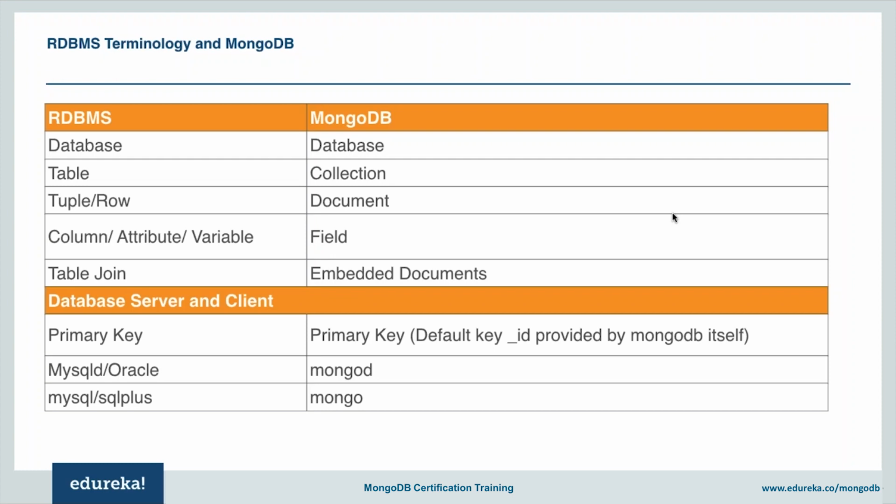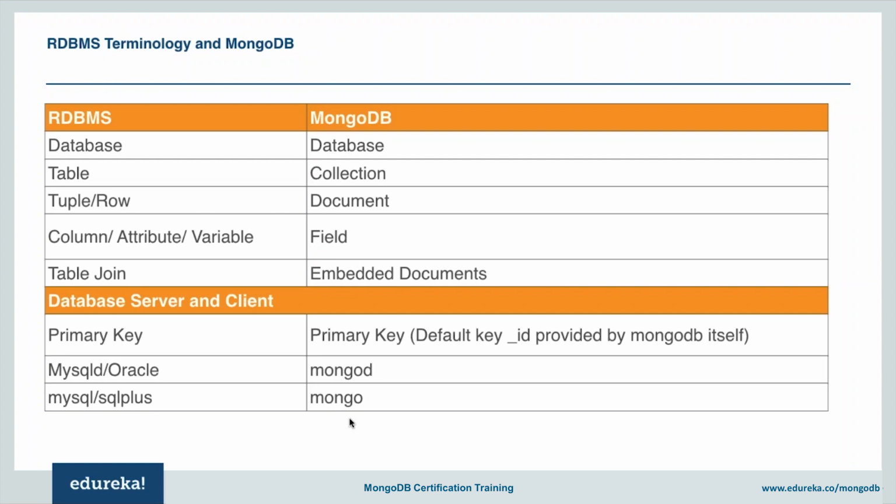The primary key in case of an RDBMS, we don't really have the concept of primary key in Mongo. Even servers do MySQL, for example, Oracle. In Mongo, it's primarily MongoDB. And then the actual commands in RDBMS, we primarily have MySQL. So, from an RDBMS perspective to Mongo, we have the corresponding terms.